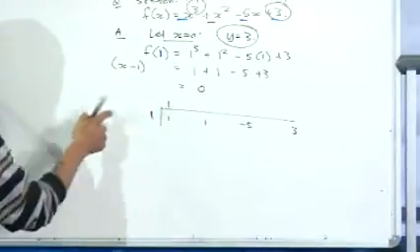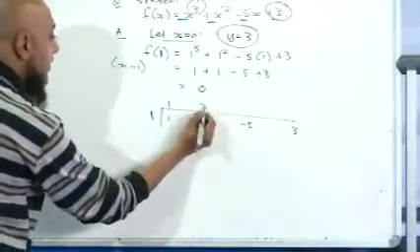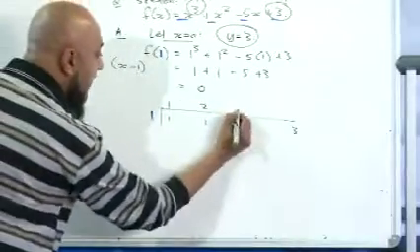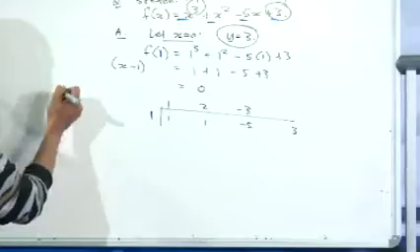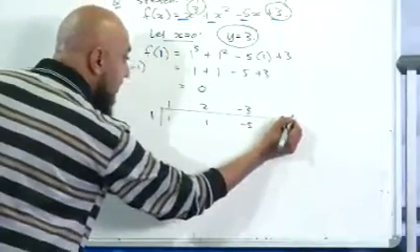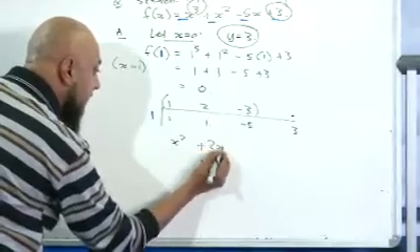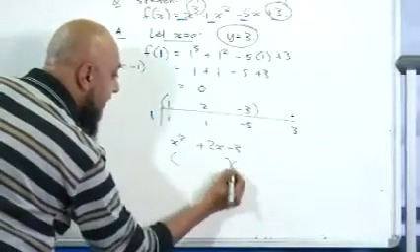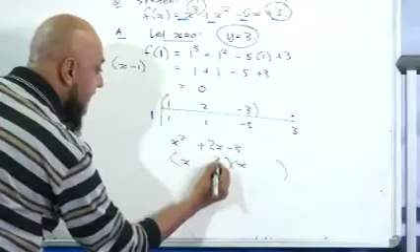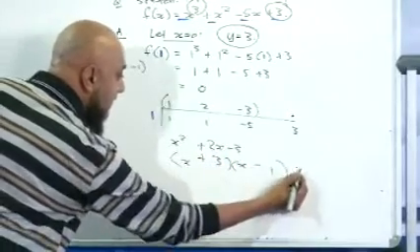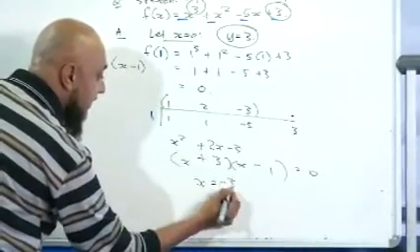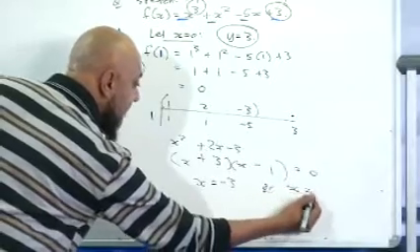So 1 times 1 is 1. 1 plus 1, 2. 2 times 1, 2. 2 minus 5, minus 3. Minus 3 times 1, minus 3. Negative 3 plus 3, 0. That's your trinomial: 1x squared plus 2x minus 3. Factorize that: (x + 3)(x - 1) equals 0. X is equal to negative 3, or x is equal to 1.